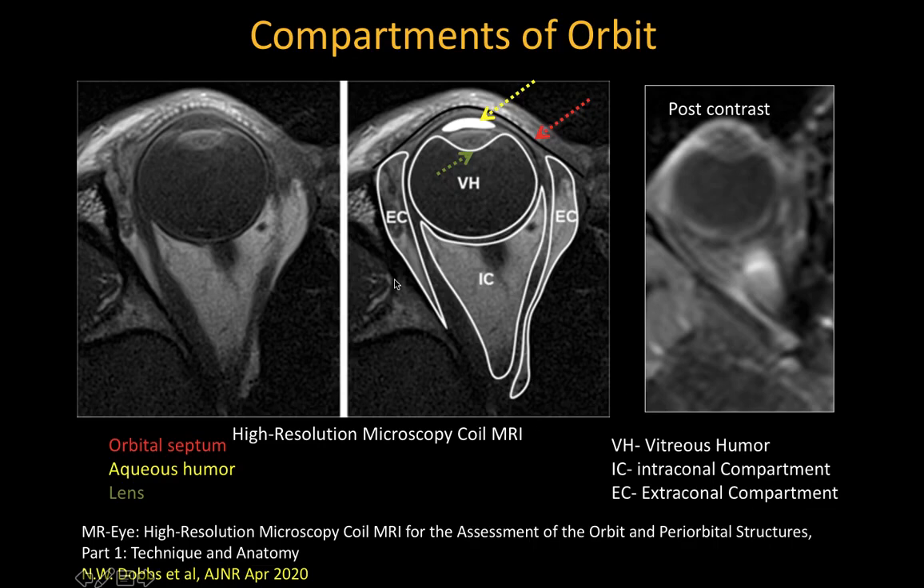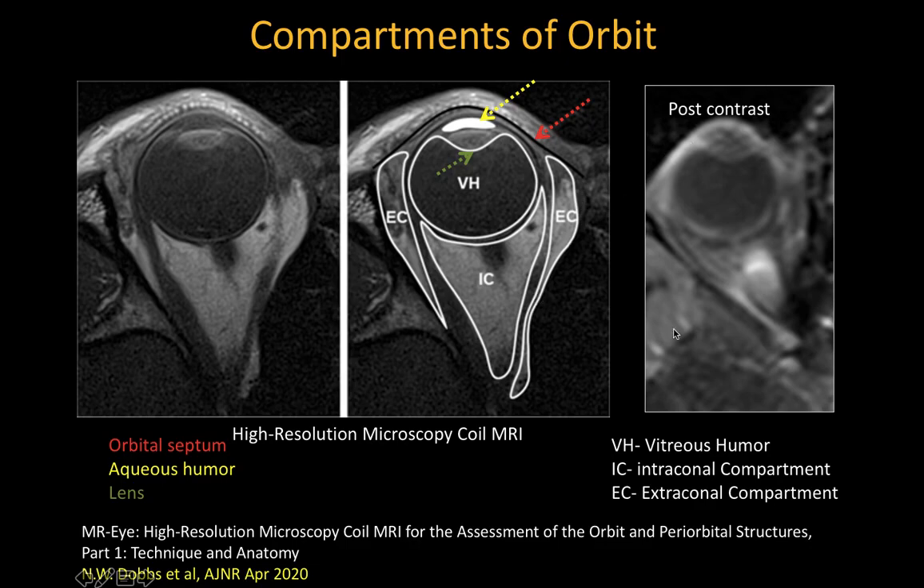So again, revising from the last lecture, we have different compartments of the orbit. The globe is further divided by the lens into aqueous humor anteriorly, and posteriorly we have the vitreous humor. Then second comes the optic nerve and the optic nerve sheath. Third compartment is the conal and the intraconal. Conal is formed by the muscle cone, and inside that we have the intraconal compartment. And lastly is the extraconal compartment, which is located between the muscle cone and the bony orbital wall.